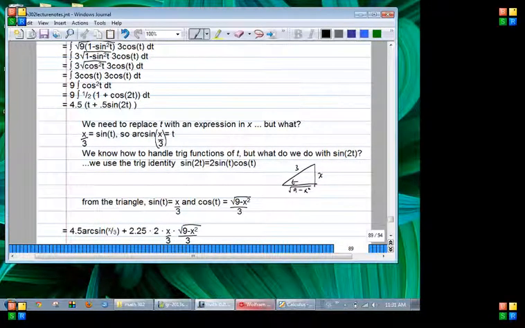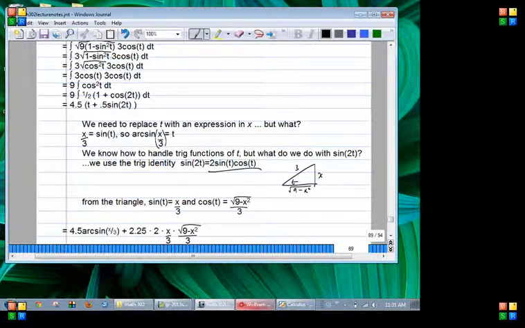So finally we get 4.5 times t plus 0.5 sine 2t. You make your substitutions and you get 4.5 times arc sine x over 3 plus 4.5 times 0.5 is 2.25 times 2 sine t cosine t, which is 2 times x over 3 times square root of 9 minus x squared over 3.